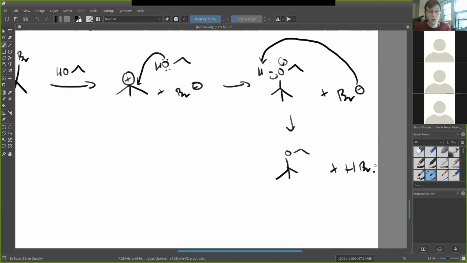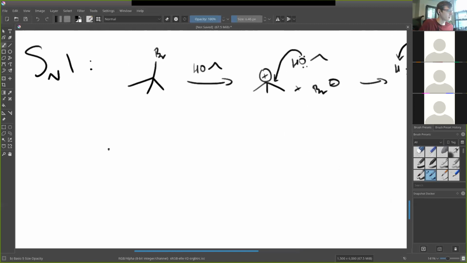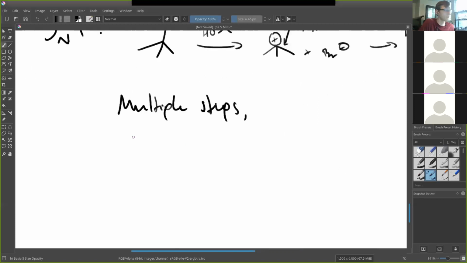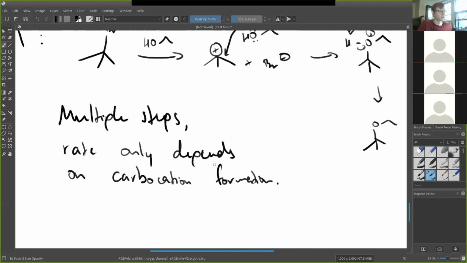Okay? That's what SN1 looks like. So the idea behind SN1 is this happens in multiple steps, and we might say the rate only depends on the carbocation formation rate. Okay. So that's the idea here.